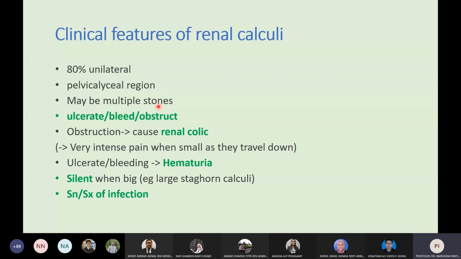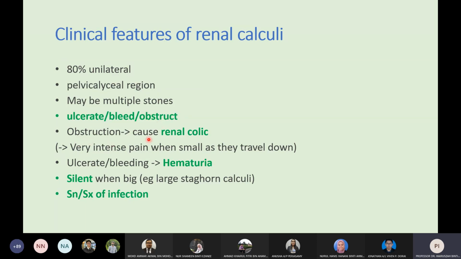I showed you a picture just now, right? It can be at the pelvis a bit, and then a bit extended inwards into the medullary region, so frequently there are multiple stones. This is what gives rise to the clinical features. When they ulcerate, they can injure the mucosa and cause bleeding, so the patient can complain, "Doctor, I passed out dark red colored urine." It means there's blood in the urine. So the most common cause of hematuria, blood in the urine, is renal calculi.